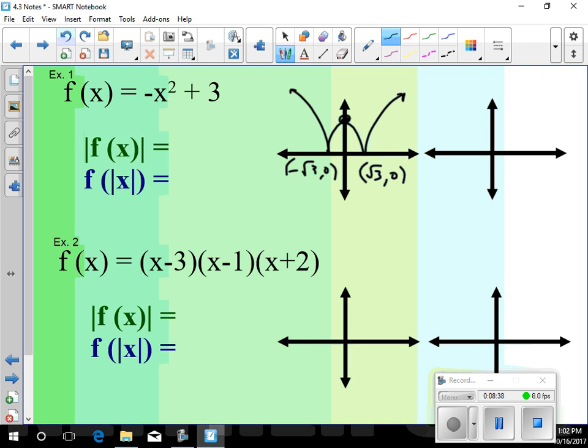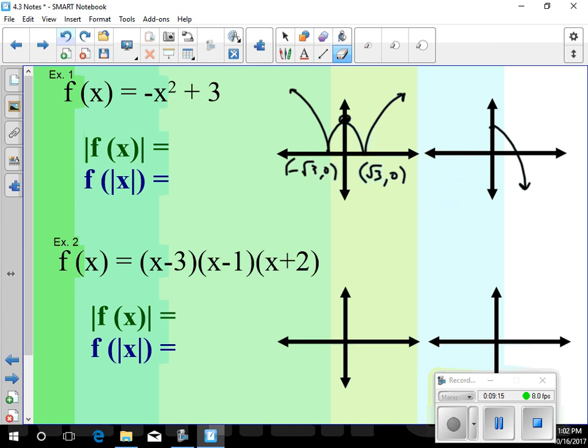Okay, so how would the second one be different? Well, the second one wouldn't be that much different. What would happen to our, let's say, -√3, 0. Well, what do we do to the x or the input? Make it positive and then plug it in. Is that going to change at all? Right, I'm taking all of these x values and I'm making them positive.